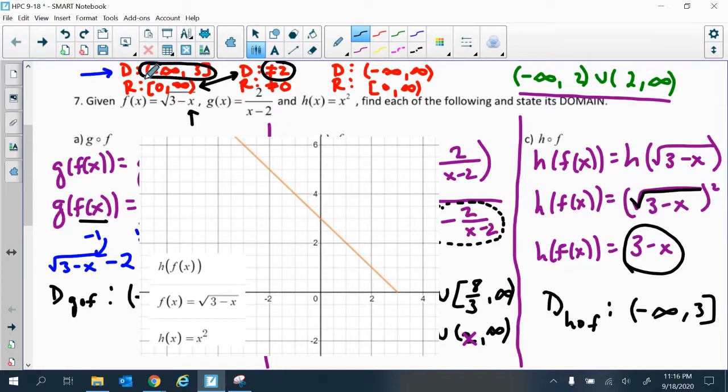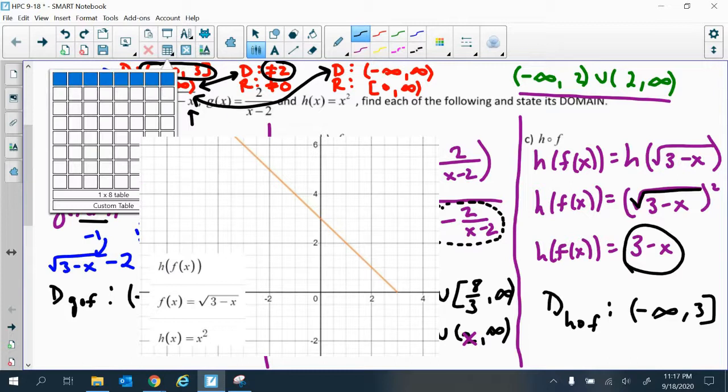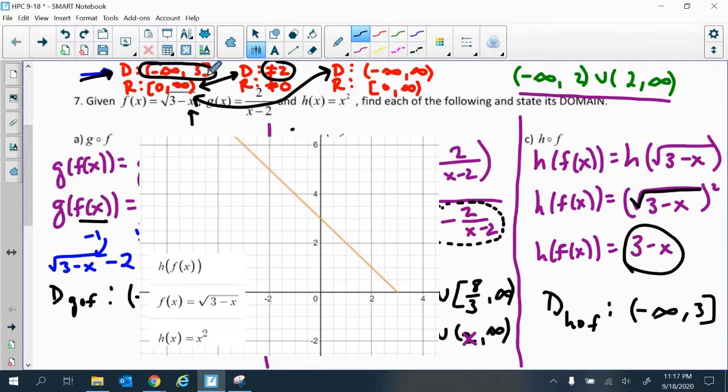Remember that the restrictions are at least what we started with. So this 0 to infinity fits entirely into negative infinity to infinity. So since it fits entirely in, we don't really have to do anything else other than that. But we do have to make sure that we keep the restrictions that we had to start.